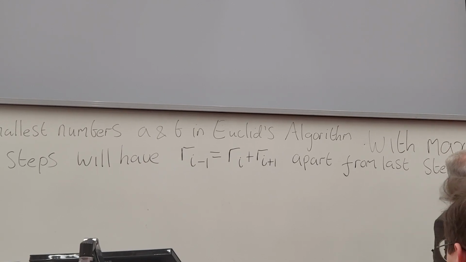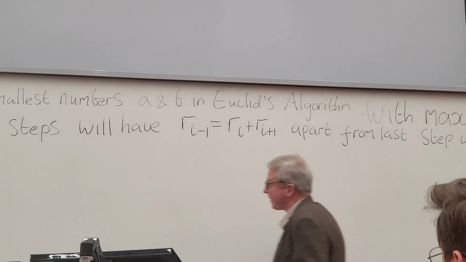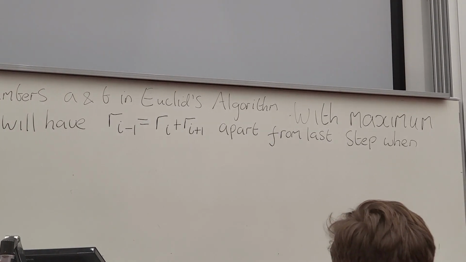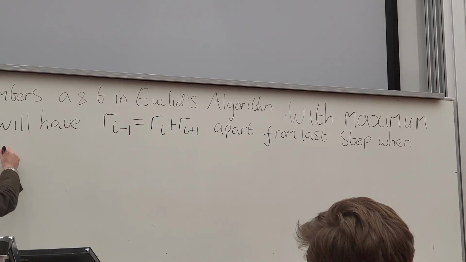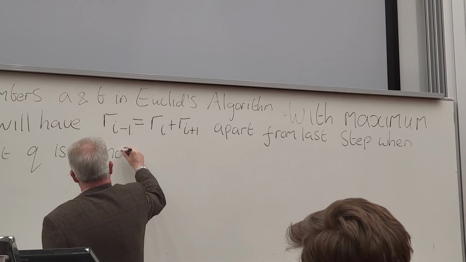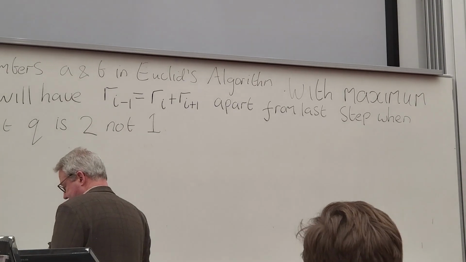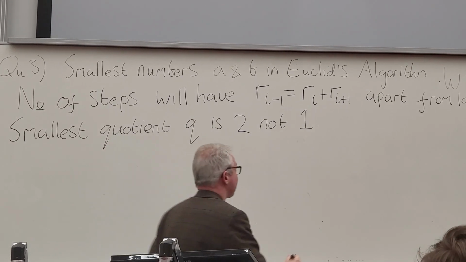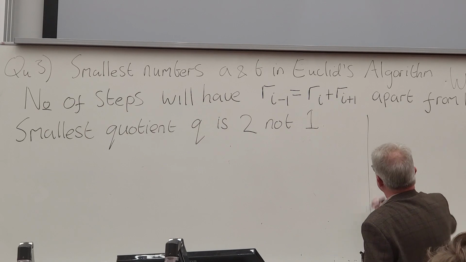So smallest numbers, A and B, in Euclid's algorithm with a maximum number of steps. Let's put a new pen, that one's starting to fade.